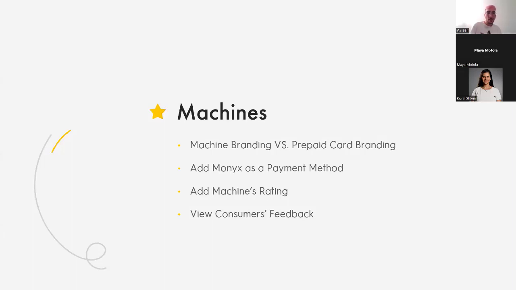So the first topic that I'm going to talk about is machines. I'm going to talk about machine branding and prepaid card branding, how to add Monyx as a payment method. We're going to do the basic steps that we're doing for the operation in order to add Monyx wallet. And we're going to talk a little bit about feedback that I mentioned before.